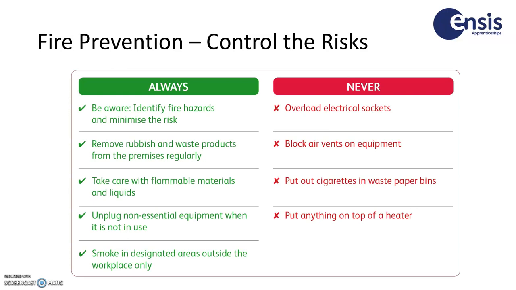Fire prevention. It's important that we control the risks. So in any care setting, always be aware. Identify the potential fire hazards and minimise the risks. You must remove rubbish and waste products from the premises regularly, so these aren't allowed to build up. You must take care with flammable materials and liquids. You must unplug any non-essential equipment when it's not in use. And you must smoke only in designated areas outside the workplace.